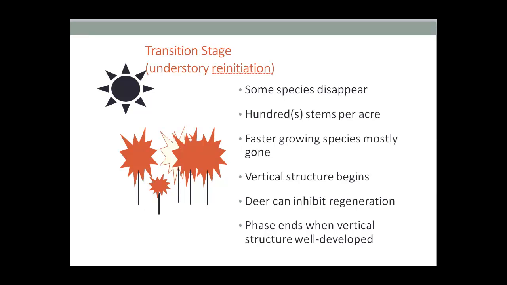The third stage is a transition stage, which we'll refer to as the understory reinitiation stage. Some species are going to disappear completely. Certainly the early successional species are down to fewer stems per acre, maybe a few hundred per acre. The faster growing species have mostly died, and what characterizes this stage is the development of a more complicated or diverse vertical structure. You can see that illustrated in the picture, showing two different species and two different height classes. But the complexity of that vertical structure would depend upon the species mixture and the soil conditions.